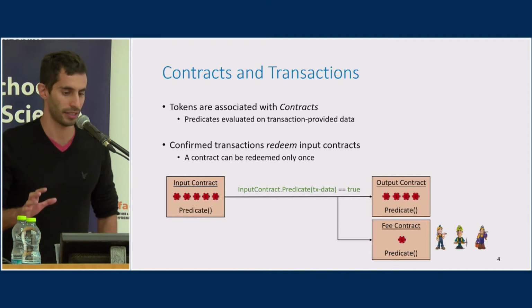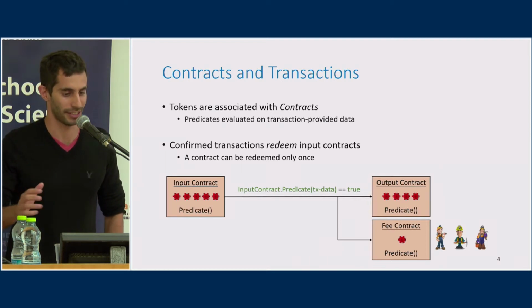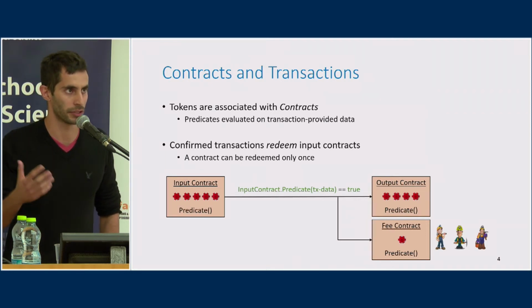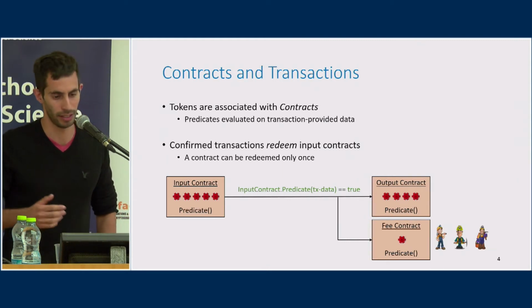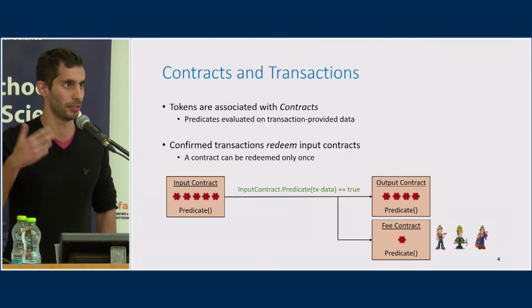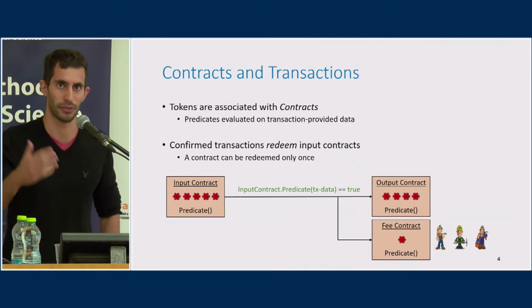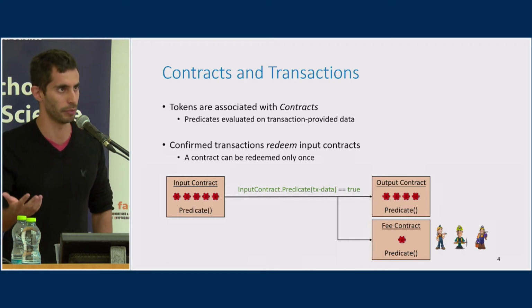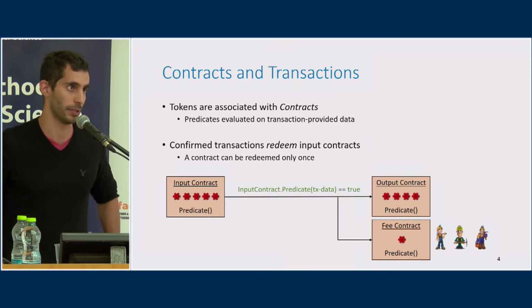The tokens are associated with contracts. These are predicates that are evaluated on transaction data. The predicate must be positively evaluated, and then the transaction is valid. We say that a confirmed transaction, meaning a transaction that was inserted in a block, redeems an input contract. And please note that a contract can be redeemed only once.